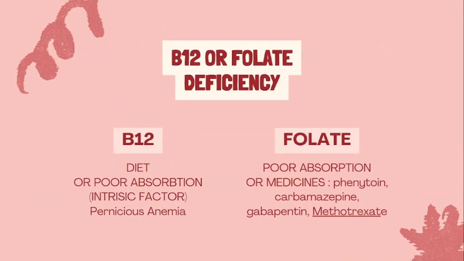Another cause of anemia is B12 or folate deficiency. As you can see, B12 deficiency is usually associated with a poor diet or poor absorption. A poor diet is seen in patients that are vegan, so they don't eat products from animals such as meat, eggs, or milk. These are the sources of the B12 vitamin that humans can get.